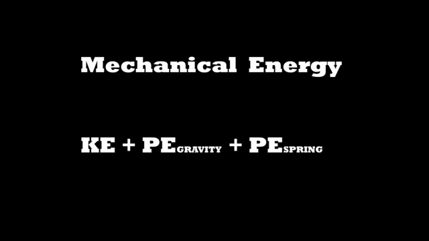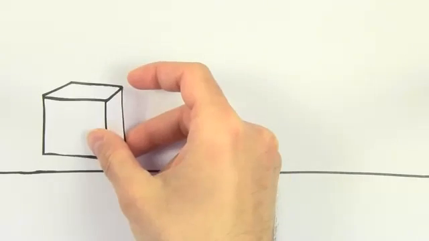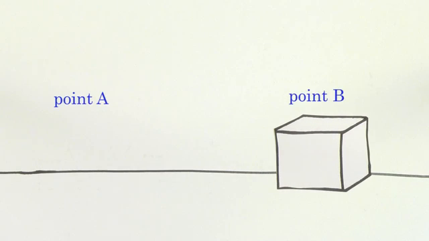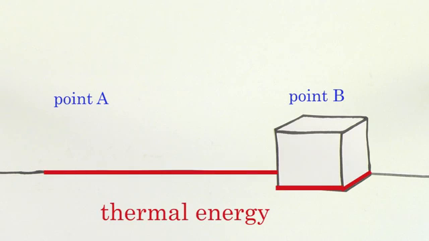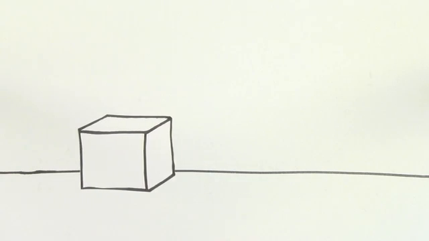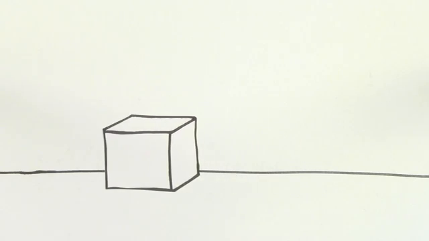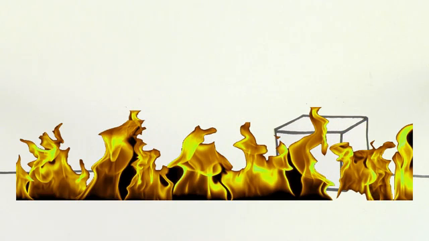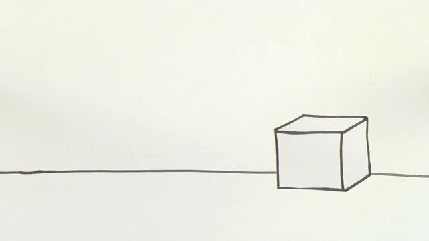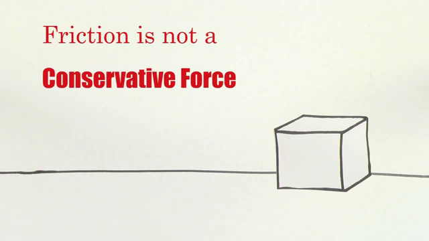An example of a non-conservative force is friction. If I move a mass along a table from point A to point B, friction does a certain amount of negative work on the mass, which creates some thermal energy. If instead of going straight from A to B, I make the block go from A to B back to A over and over again, the work done by friction will become larger and larger, and it'll generate more and more thermal energy. Because the work done by friction depends on the path taken, friction is not a conservative force.